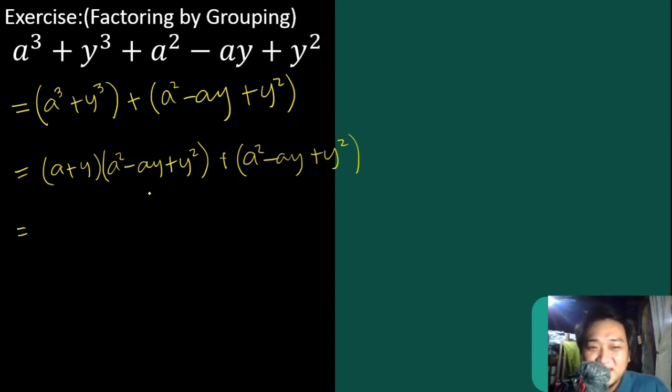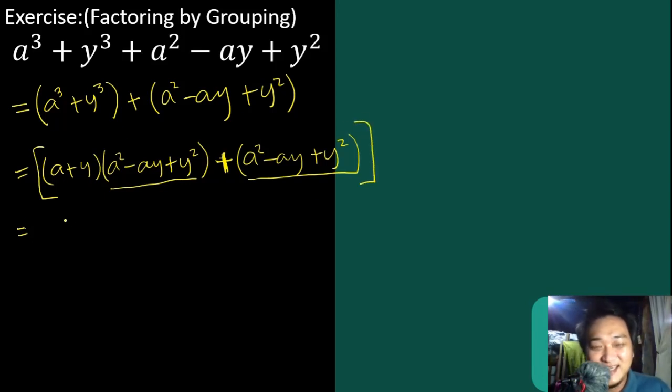Now, kung mapansin nyo, meron tayong common quantity na naman. Ayan. Sa gitna nitong plus. Ayan. Sa gitna niyang plus, meron tayong mga common quantities. Wow! So, ibig sabihin yan, pagka group natin to lahat, meron tayong mailalabas sa pinakalabas. Ayan. At ang mailalabas natin ay A squared minus AY plus Y squared. At yung matitira sa loob ng bracket, ito na lang. Ito, tsaka ito.